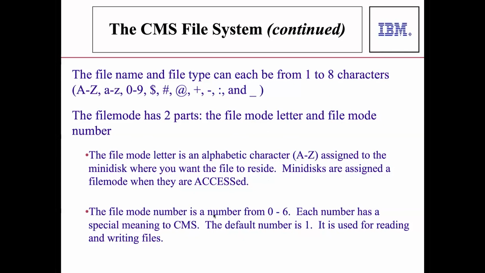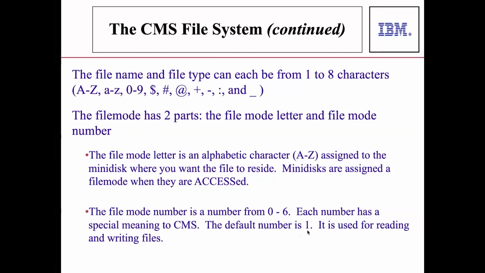And the file mode number, you may not always see. It's a number from 0 to 6, so there are even fewer of those. And really, some of them have special meanings to CMS. Like file mode 6 means update in place, and file mode 3 means erase after reading. So it's a temporary file. You write a file with some data. When you read it, it basically gets automatically erased.